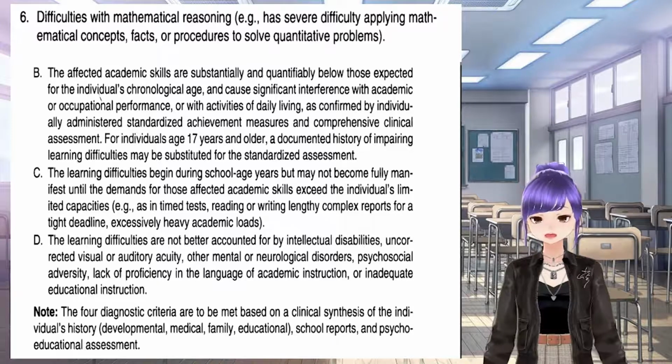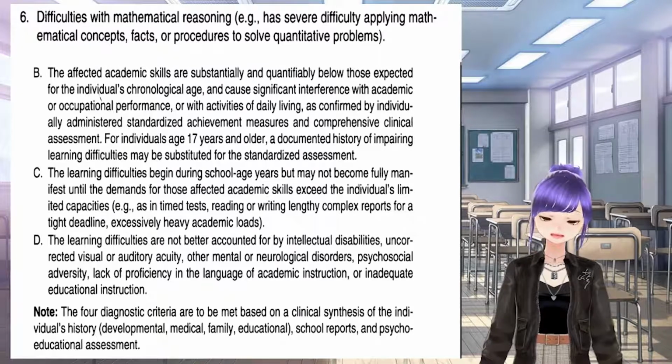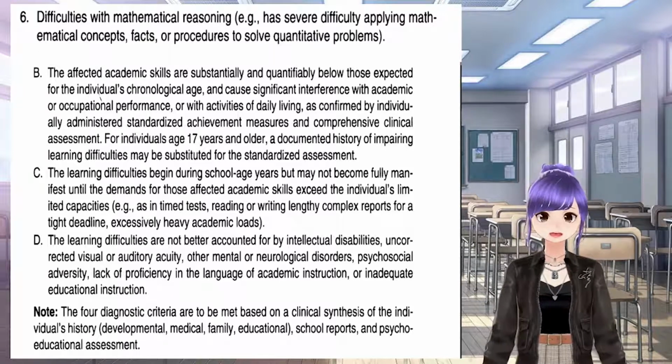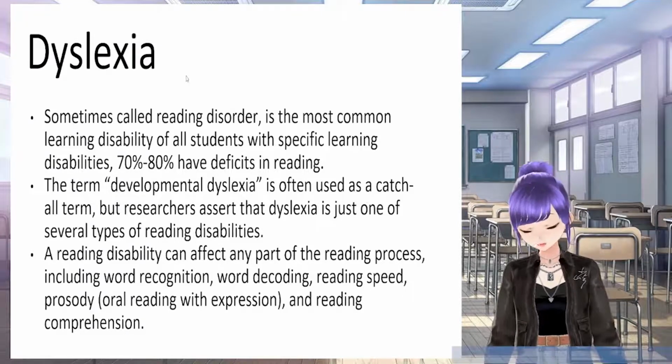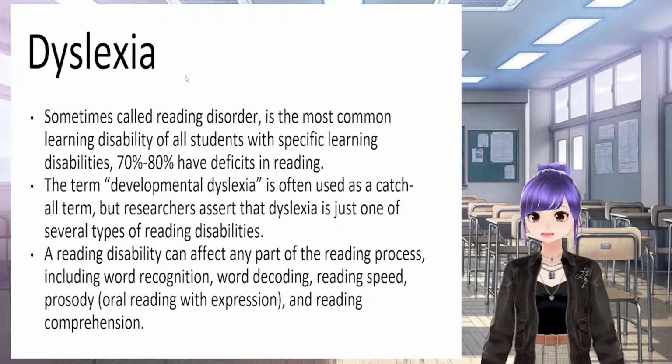So note, the 4 diagnostic criteria are to be met based on the clinical synthesis of the individual's history, both developmental, medical, family, educational, school reports, and psychoeducational assessment. So, what are the different types of specific learning disorders? The first one is dyslexia, sometimes called reading disorder.